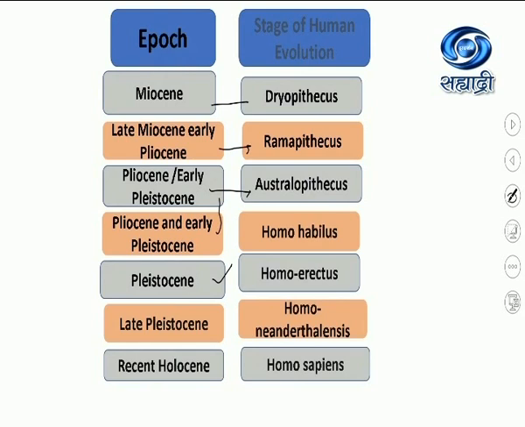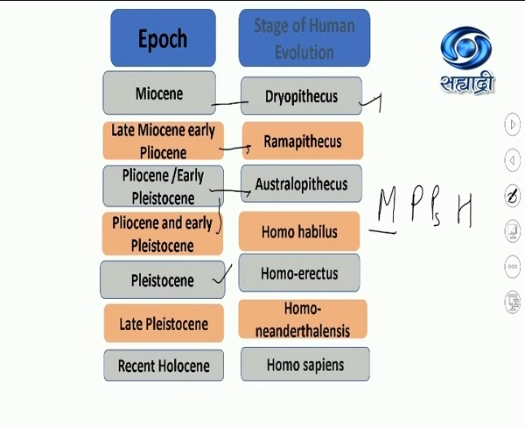Late Pleistocene, Homo neanderthalensis. And recent Holocene, Homo sapiens developed. How to remember this? You can make acronyms. Miocene, Pliocene, Pleistocene and Holocene. So actually there are only 4 which we are interested.